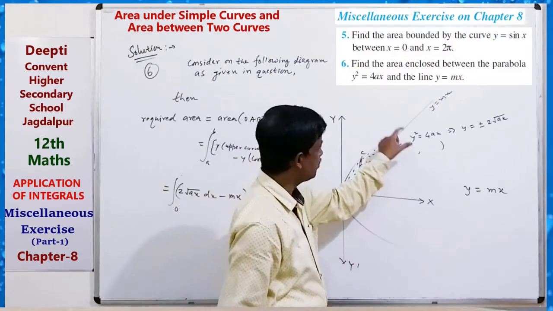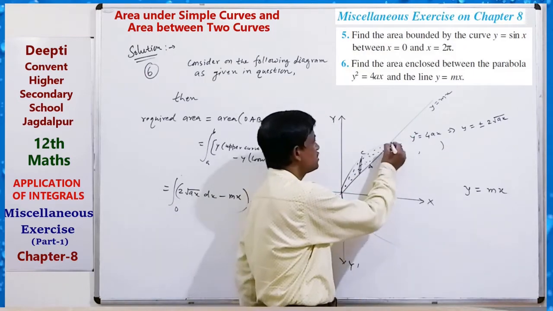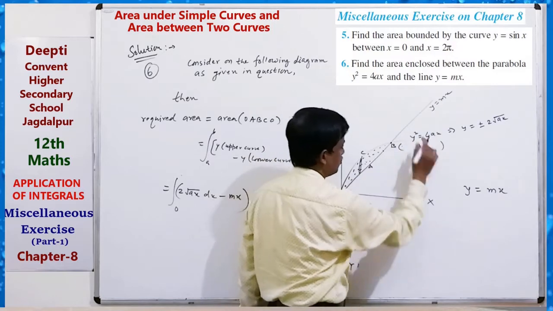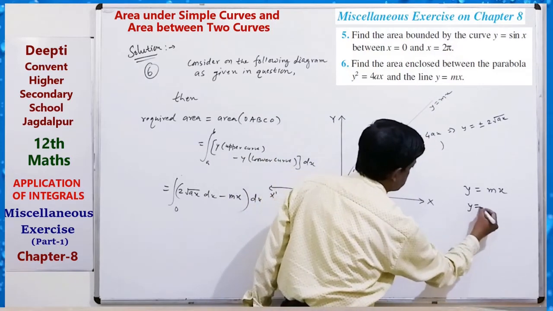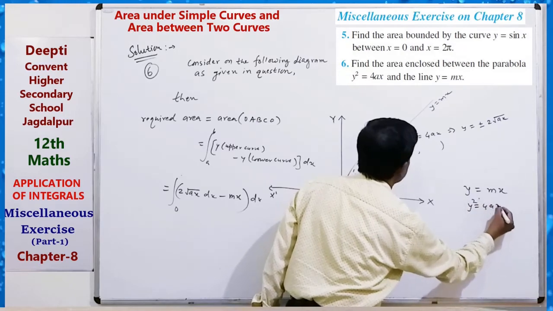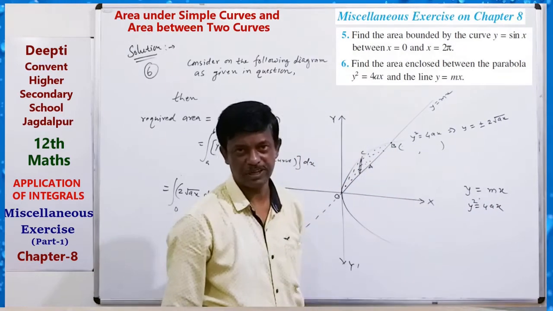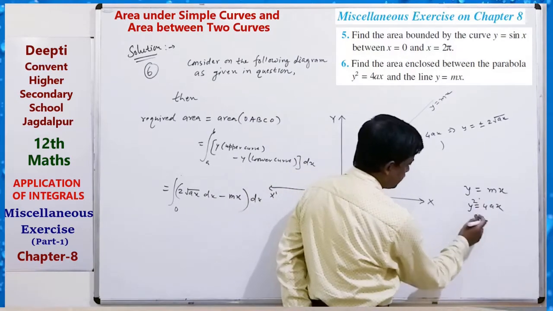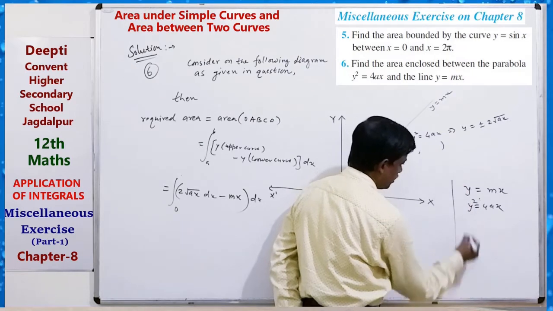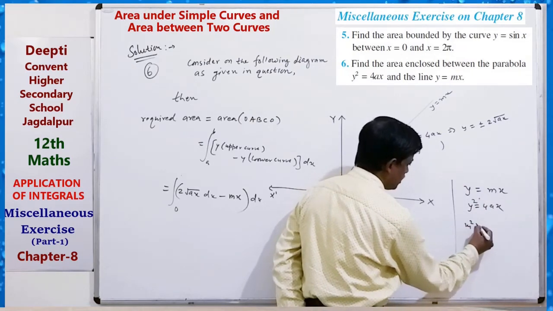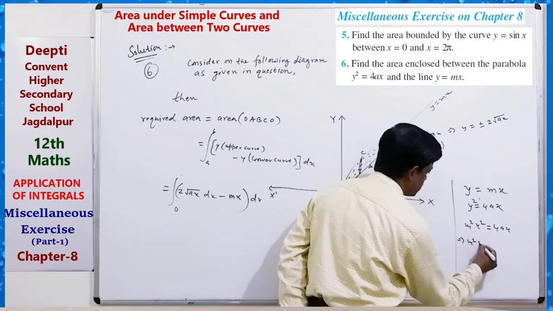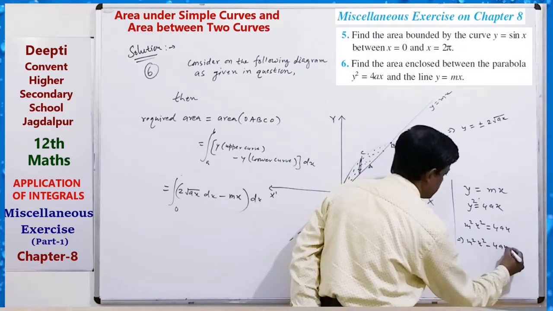For the upper limit, to get this you have to solve these two, because this is the intersection point of the line and the parabola. So y equals mx and y square equals 4ax. Solving these two, y equals mx, so we can write m square x square equals 4ax. Now m square x square minus 4ax equals 0.